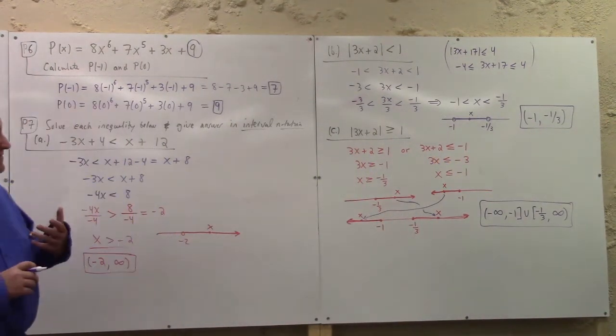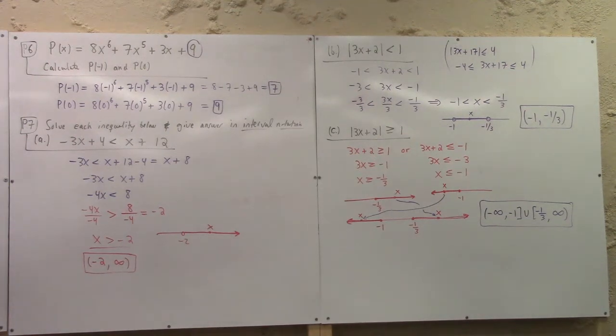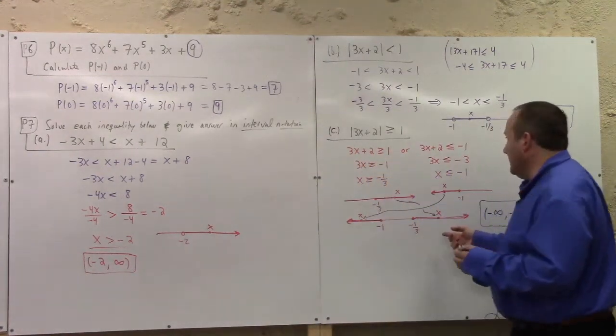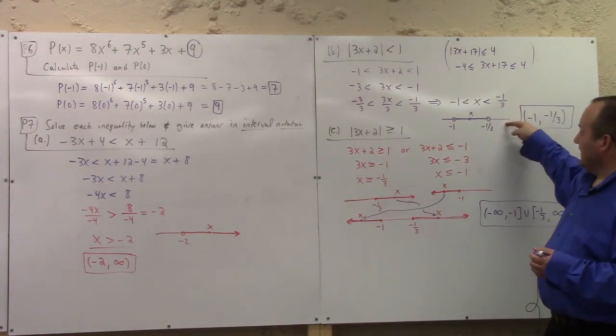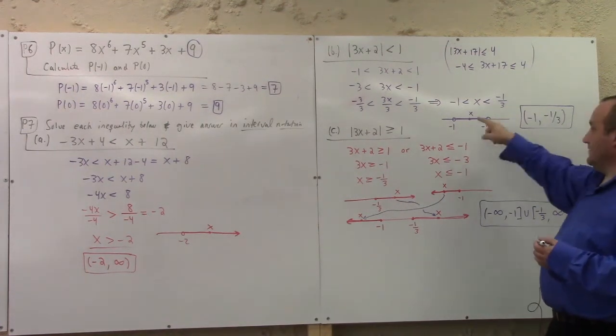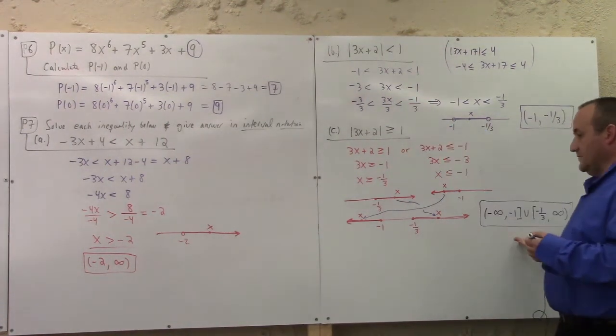If you put parts B and C on the same number line, you'd see that when you put them both together, you get all real numbers. So essentially, the answer to part C is everything that's not the answer in B. Like you fill in the dot and go this way, or you fill in the dot and go that way. That's what we have down here.